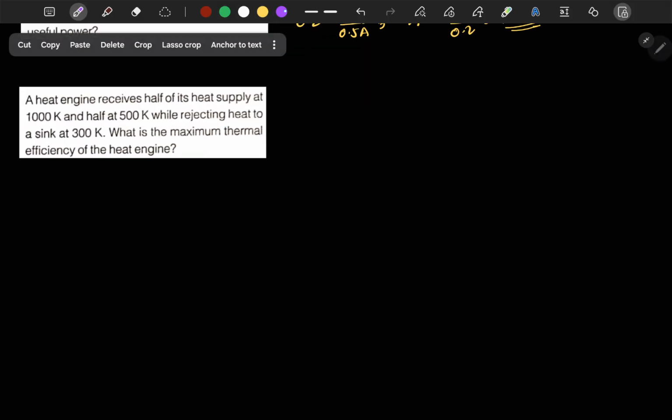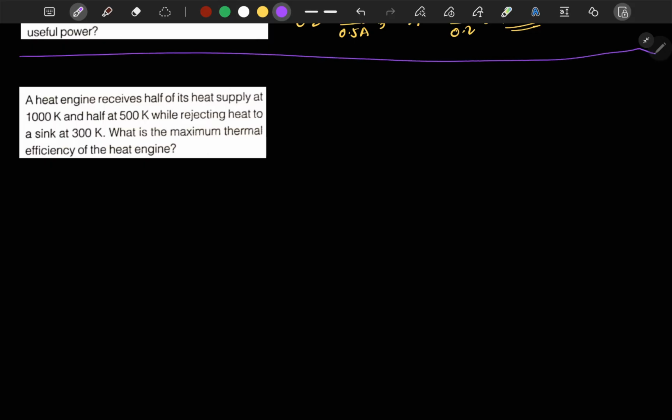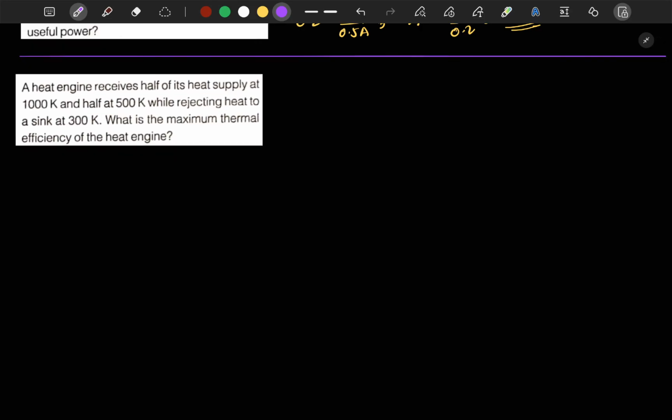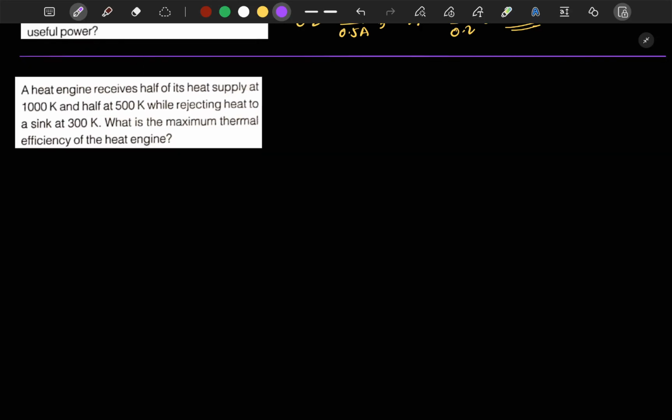It is mentioned that the heat engine receives half of its heat supply at 1000 Kelvin and half at 500 Kelvin, while rejecting heat to a sink at 300 Kelvin. What is the maximum thermal efficiency of the heat engine?